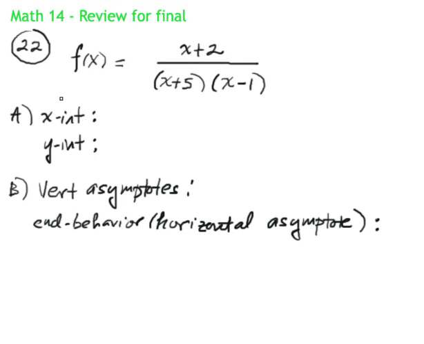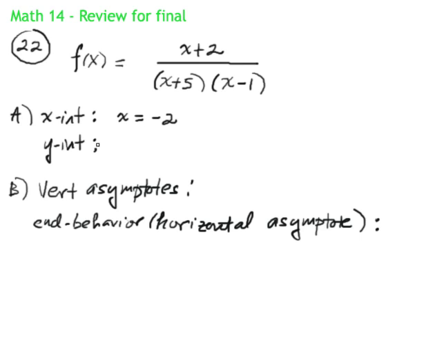In number 22, we're going to be graphing this rational function. So we'll start by finding x-intercepts. The x-intercepts occur when the numerator is 0. So that would be x equal minus 2. So that's our x-intercept.